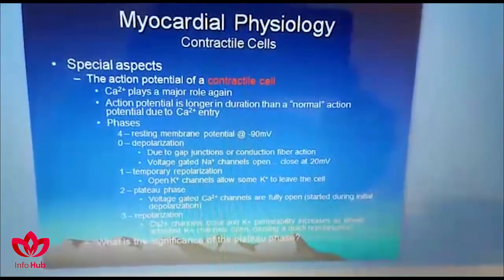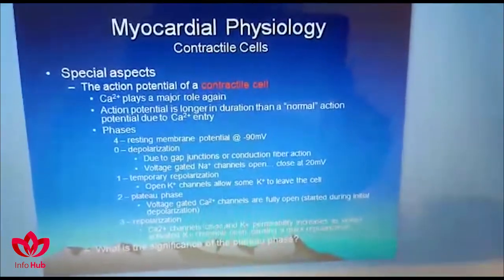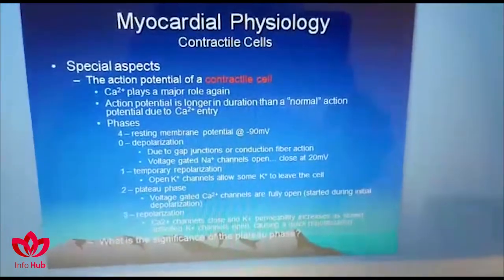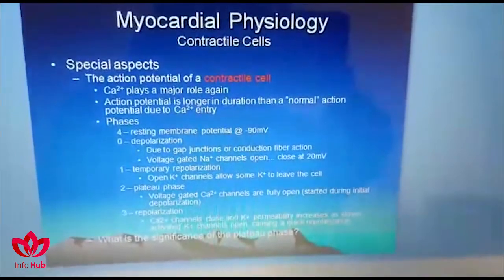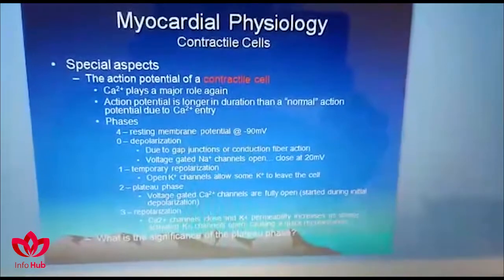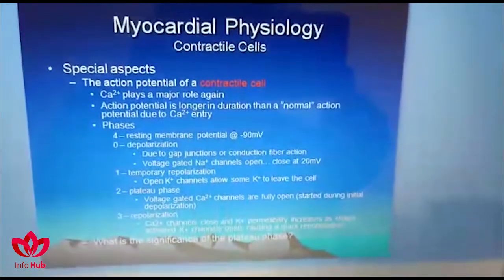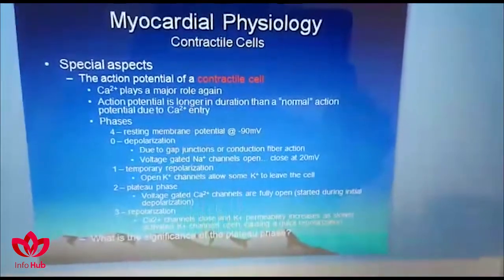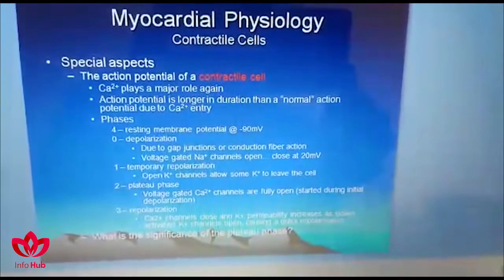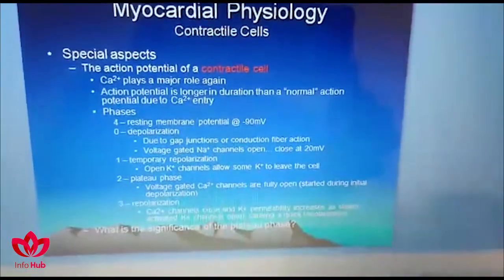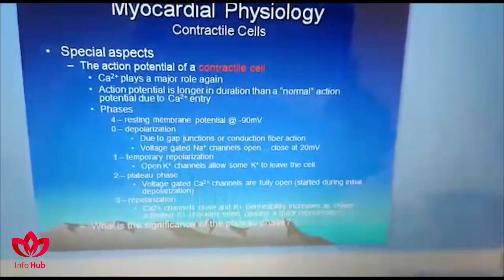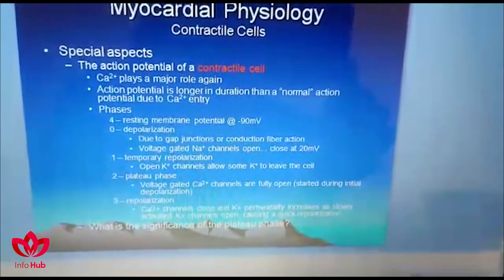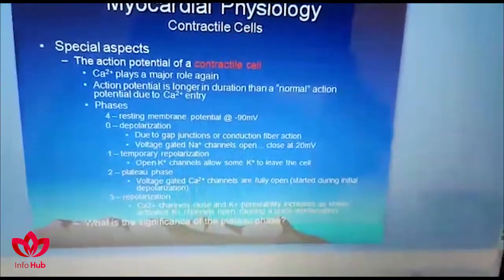One is the resting membrane potential, when the resting membrane potential is minus 90 millivolts. Then, as this resting membrane potential changes, there is a stage of depolarization due to gap junctions or conduction fibers. Voltage gated sodium channels open and they close at 20 millivolts. Then there is a temporary repolarization which begins with the opening of calcium channels and allows some calcium to leave the cells. Now, one special feature of this action potential is the plateau phase. Voltage gated calcium channels are fully open in this plateau phase and they cause this prolongation of the action potential.